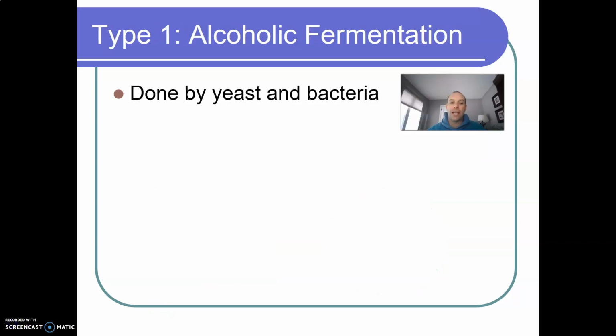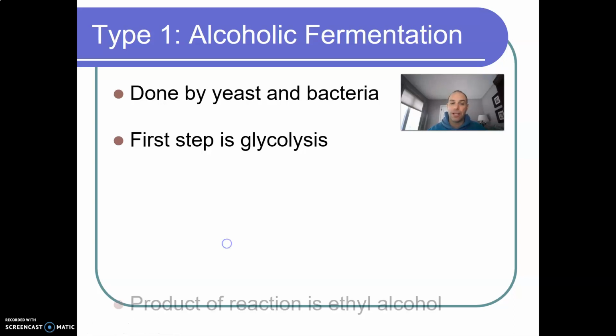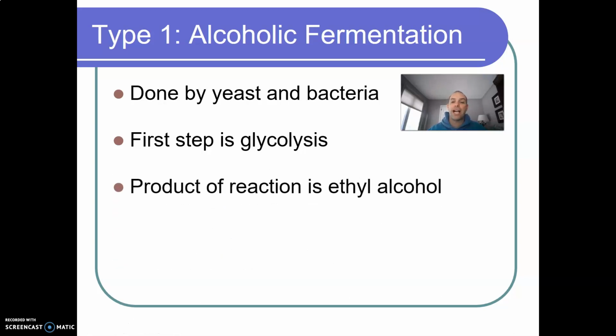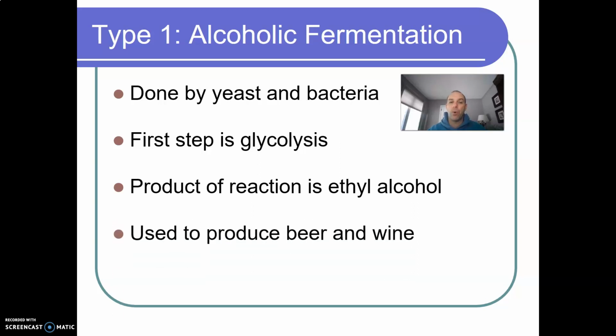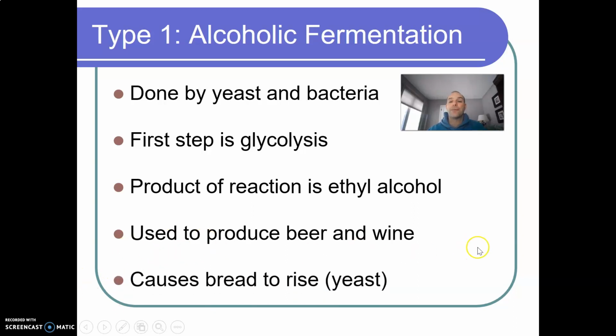Type 1, alcoholic fermentation, done by yeast and bacteria. Now, we're going to replicate this lab to actually see this is actually happening by yeast. First step is glycolysis, which we discussed already. Product of reaction is ethyl alcohol, and it's used to produce beer and wine. So this is a process that people use to produce beer and wine. Causes bread to rise in yeast. We're using yeast to have bread rise.